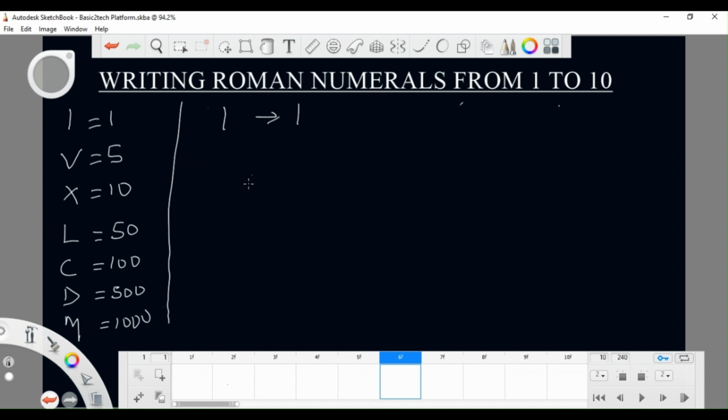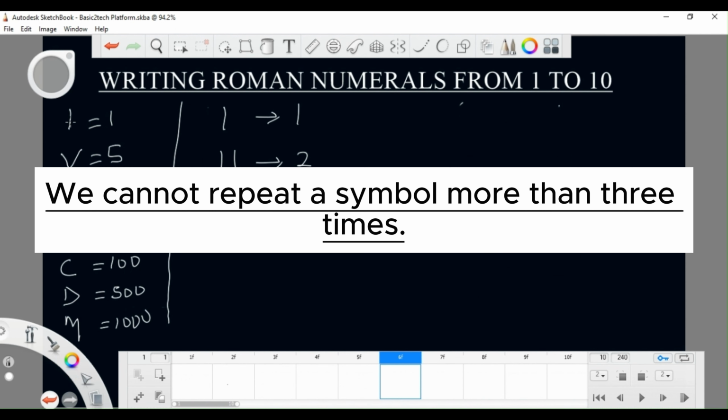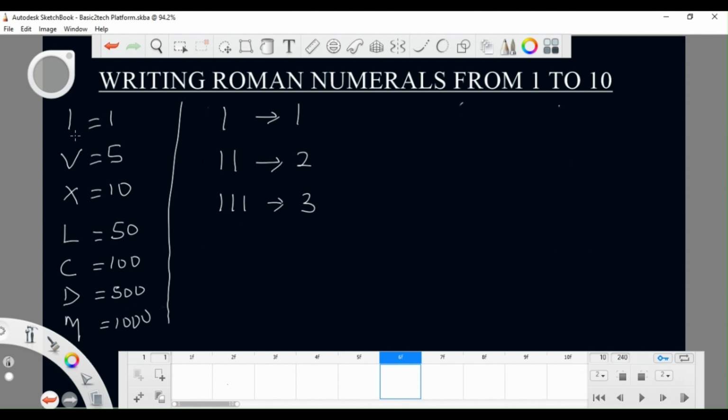To get 2, I can repeat the I. So II is equal to 2. To get 3, I can repeat I again, III. That is equal to 3. To get 4, this time we cannot repeat a symbol more than 3 times. So what we do, we apply the rule. Remember, to get a 4, I have V as 5, I have I as 1. So I can subtract 1 from 5. That means that is IV.